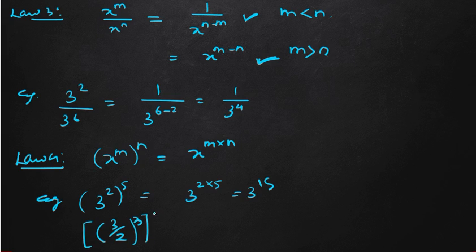Or if you see 3 by 2 whole power 3 and whole power, suppose, 4, this will be 3 by 2 whole power 3 into 4, which is 3 by 2 whole power 12. So like this. Okay.